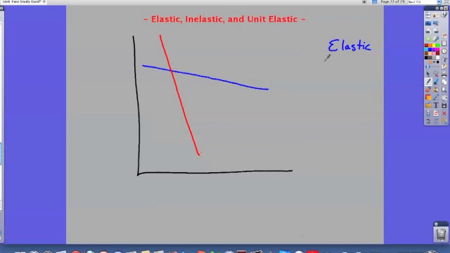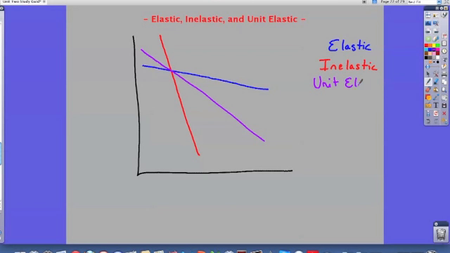Now the steeper line, or the sharp line here, is inelastic. Okay, that means something's a need. Elastic is a want, inelastic is a need, something you have to survive. So this is going to be more of a sharp, steep line. It will not be straight, remember, but it will be more steep.